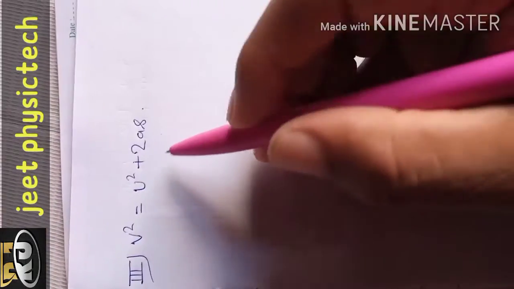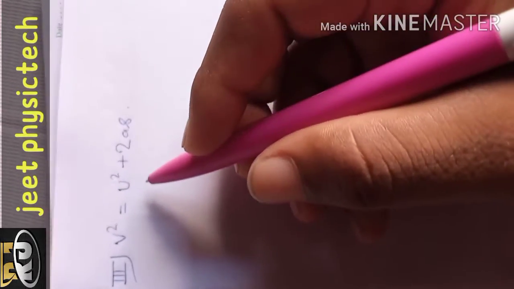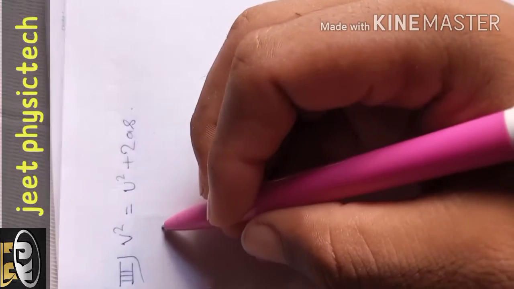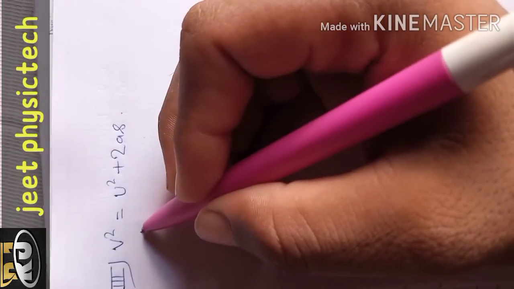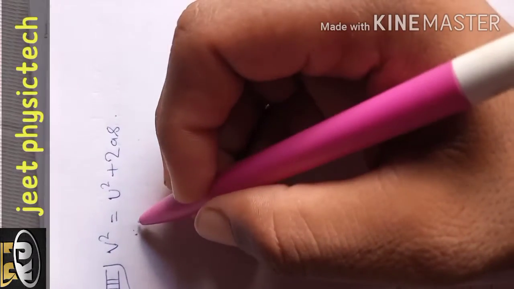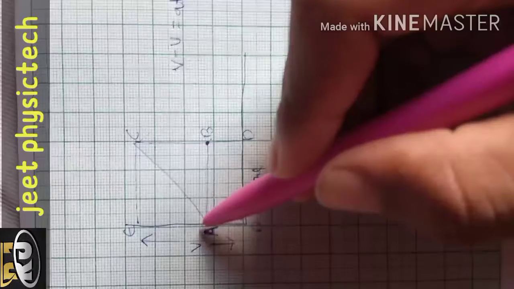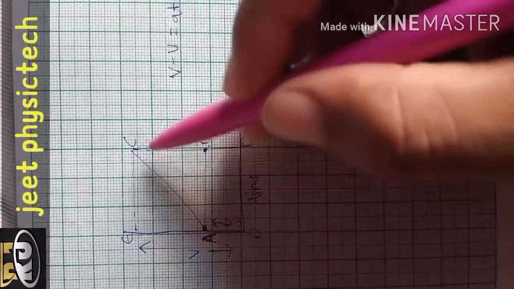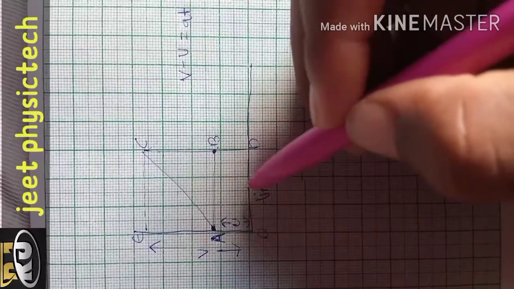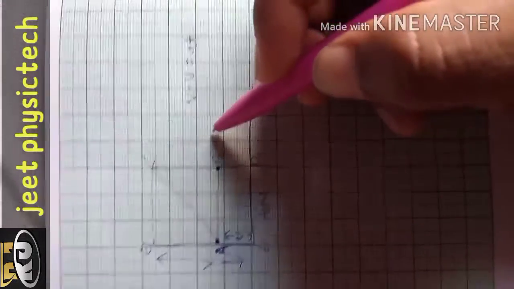Now come to the third equation of motion: v square is equal to u square plus 2as. In the previous equation we found s is equal to the area of the whole figure. So this figure is a trapezium. The whole figure is a trapezium shape. The area of a trapezium is equal to 1 by 2 sum of parallel sides into height.